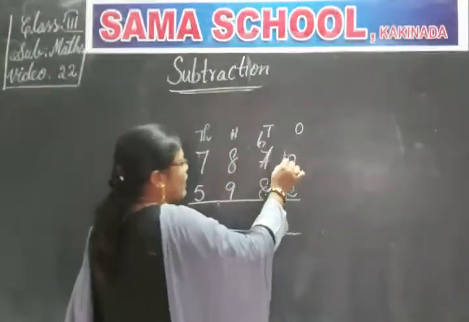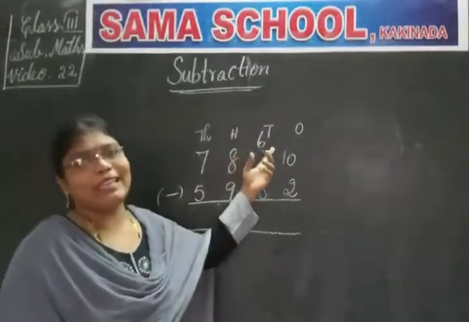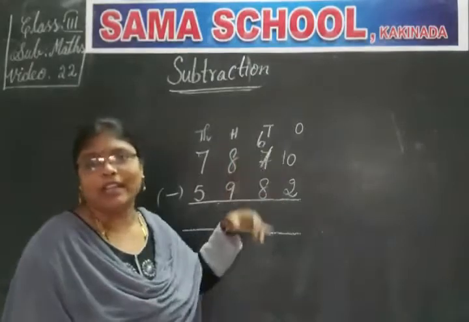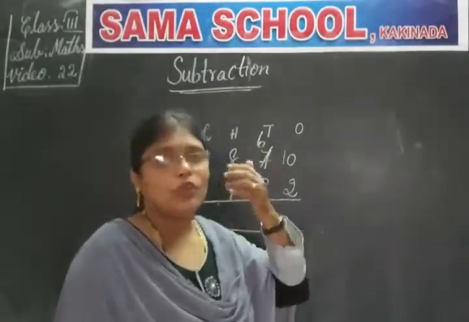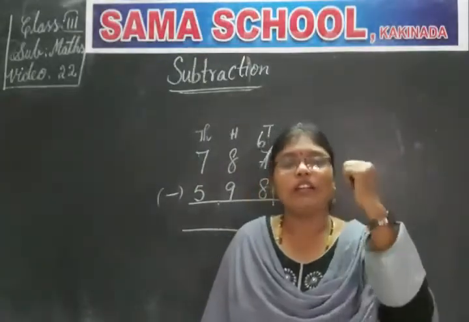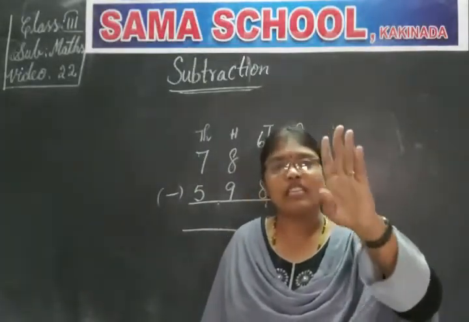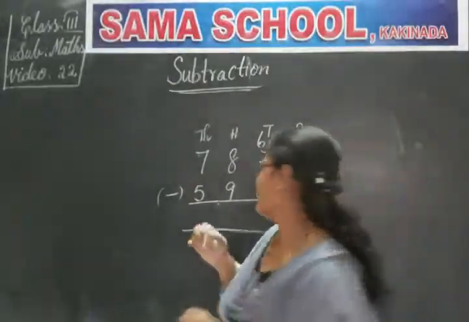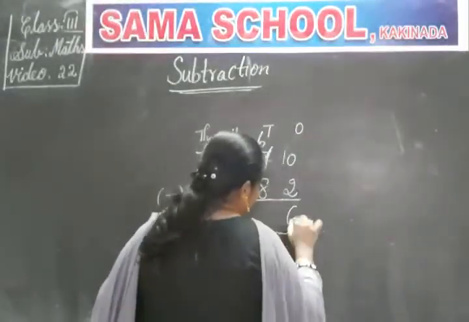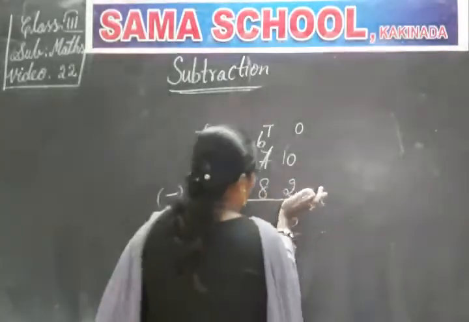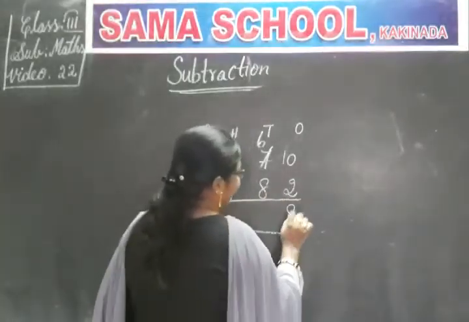Now you have 10, and you can subtract 2 from 10 very easily. Come on children, subtract 2 from 10. 2 after, till 10, right? 2 after 3, 4, 5, 6, 7, 8. How much? 8. So write 8.